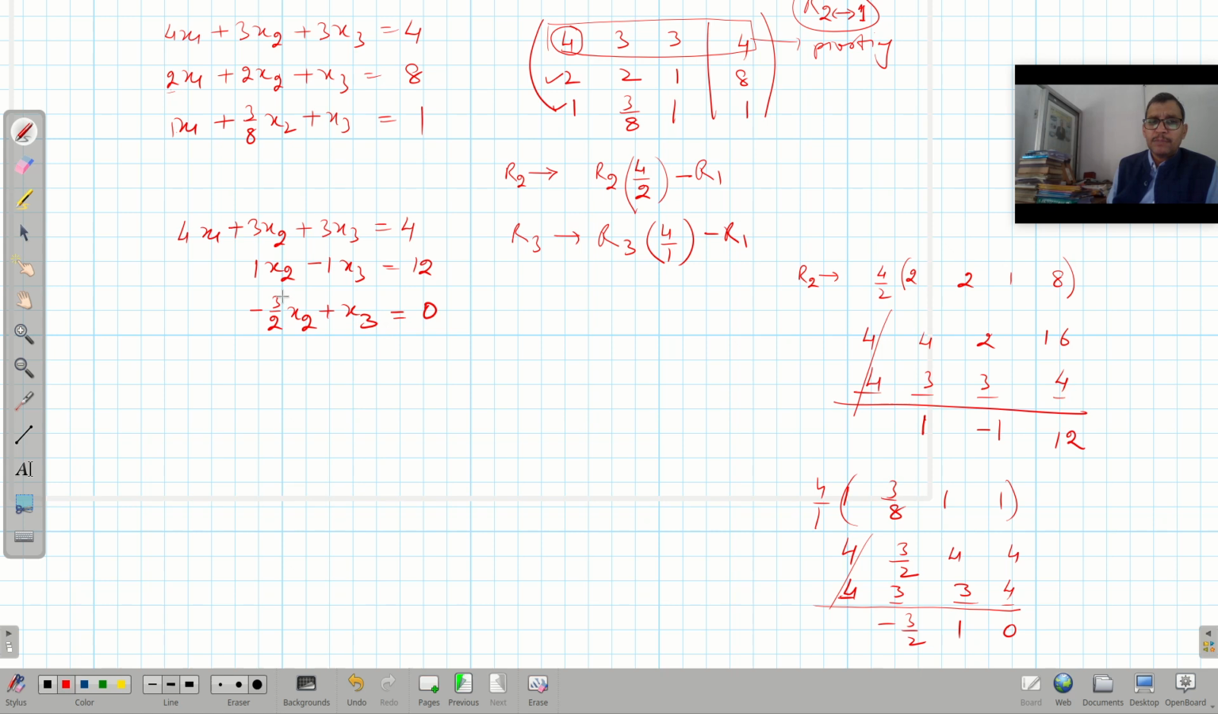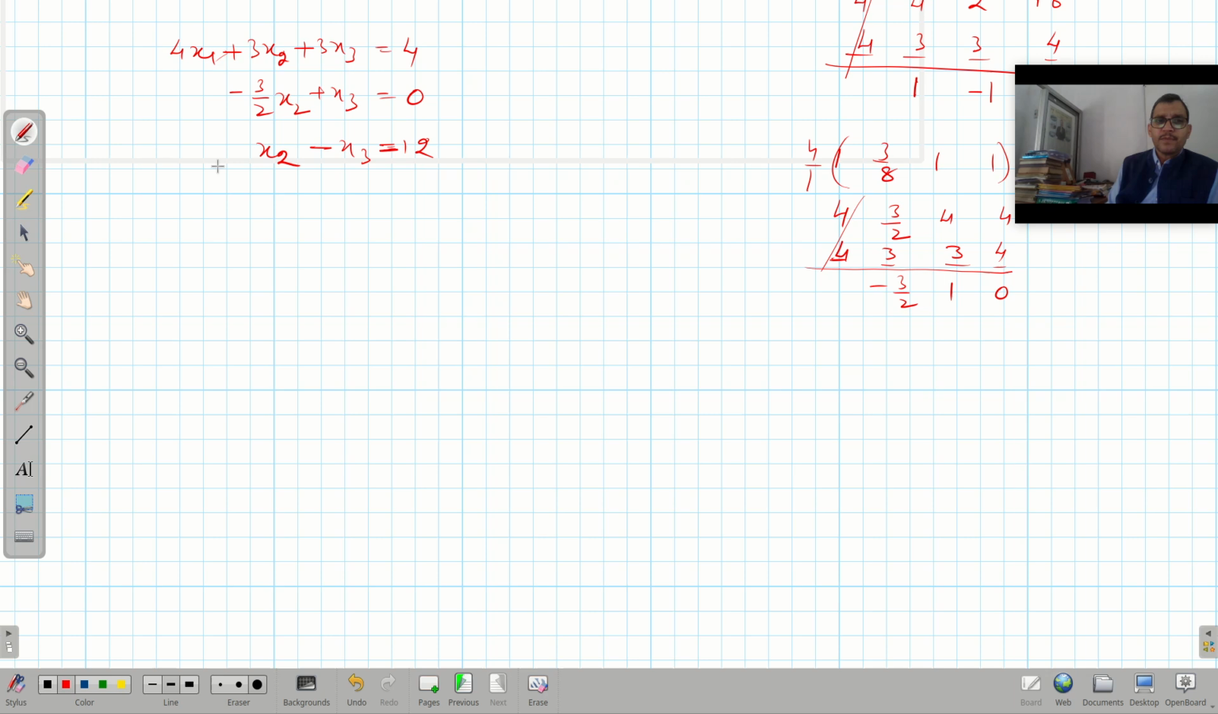Now the magnitude of this one is larger than this. So we will again do an interchange, so that the larger element will become the pivot element. So using this interchange operation, it will become 4x1 plus 3x2 plus 3x3 equal to 4, minus 3/2 x2 plus x3 equal to 0, and here it is x2 minus x3 equal to 12, right?